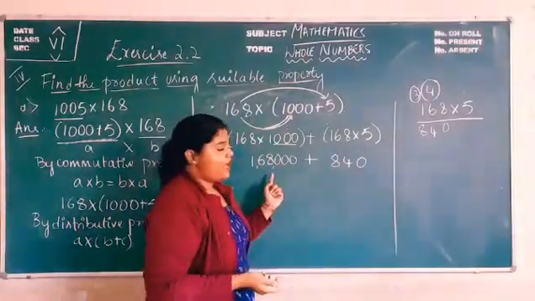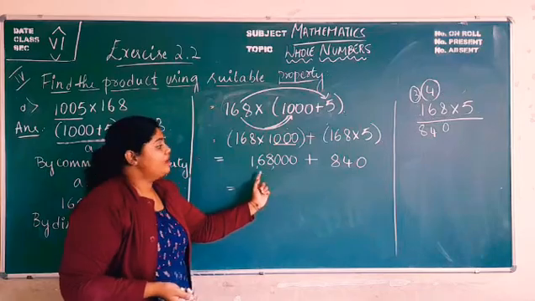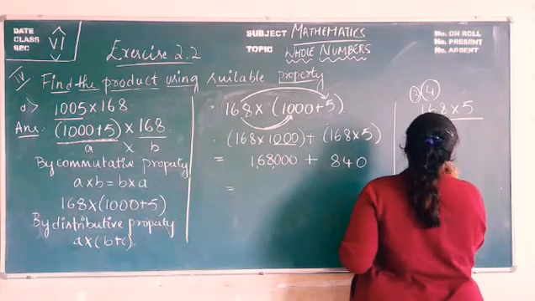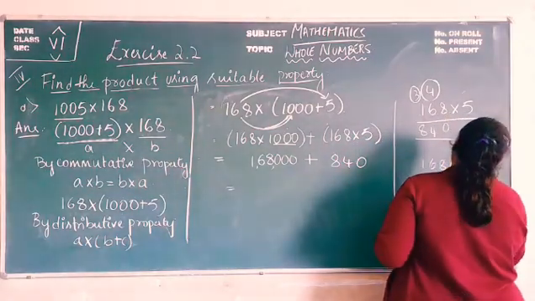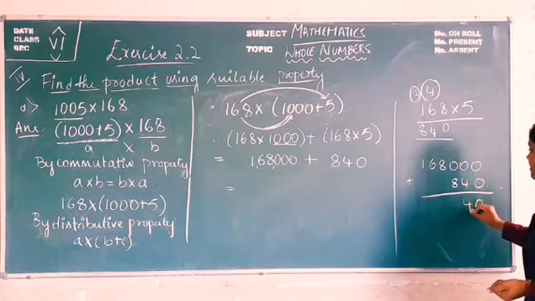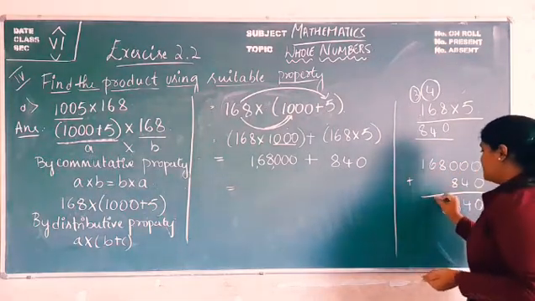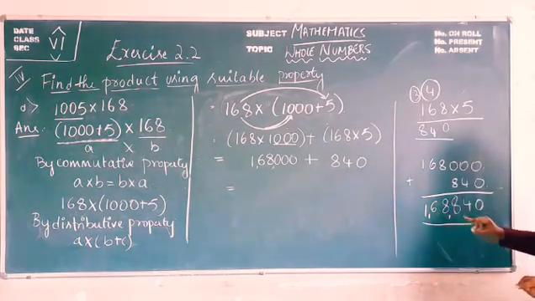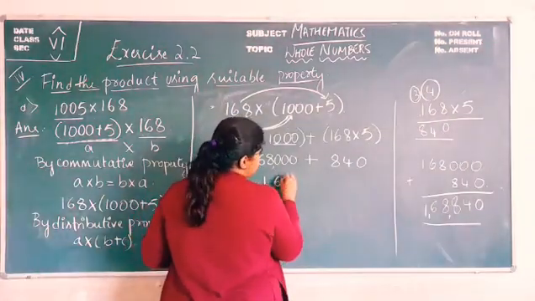What is the next step? Yes, we have to add 1,68,000 plus 840. So 0 plus 0 is 0. 0 plus 4, yes, 4. 0 plus 8 is 8. Then again 8 plus 0, so 8. 6 plus 0 is 6. 1 plus 0 is 1. So we got 1,68,840. So the final answer is 1,68,840.